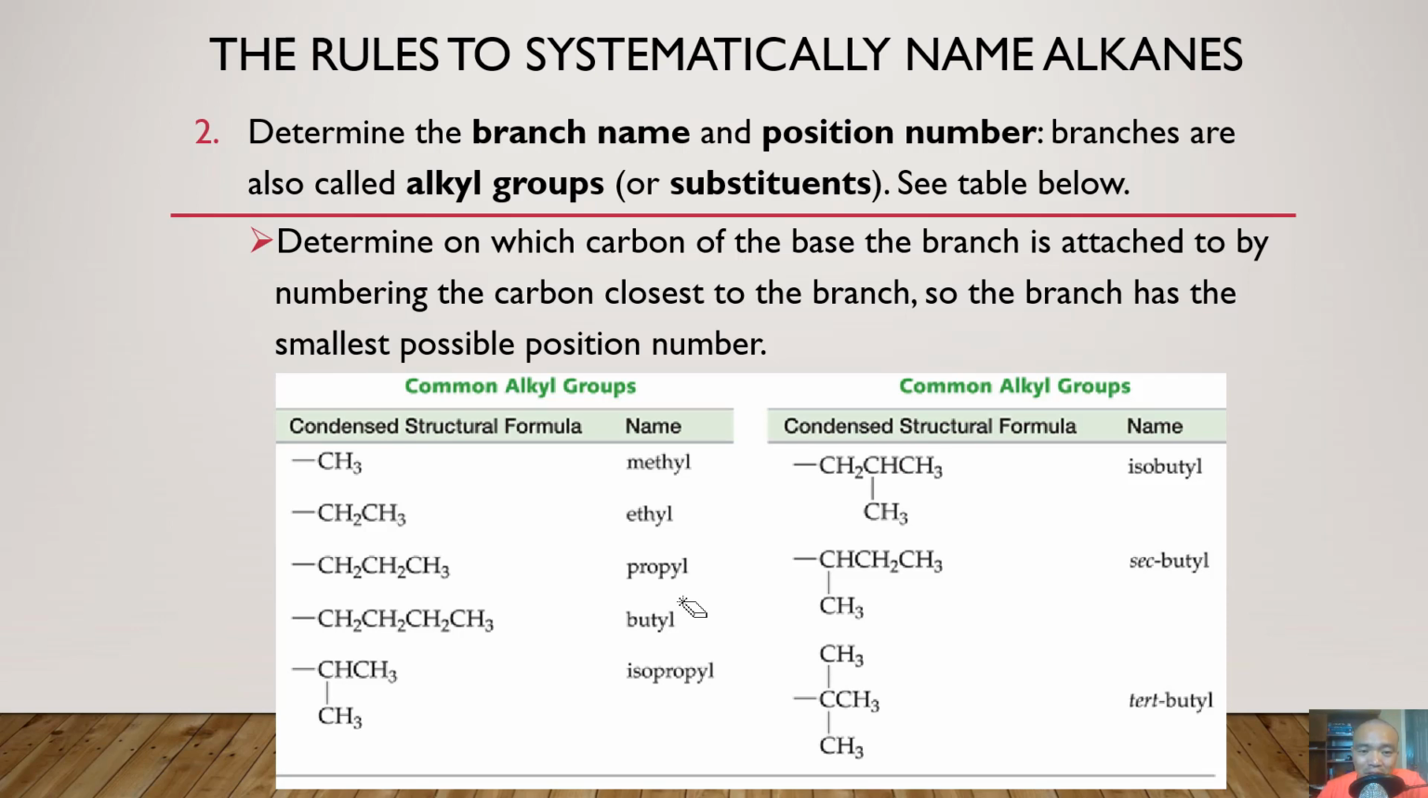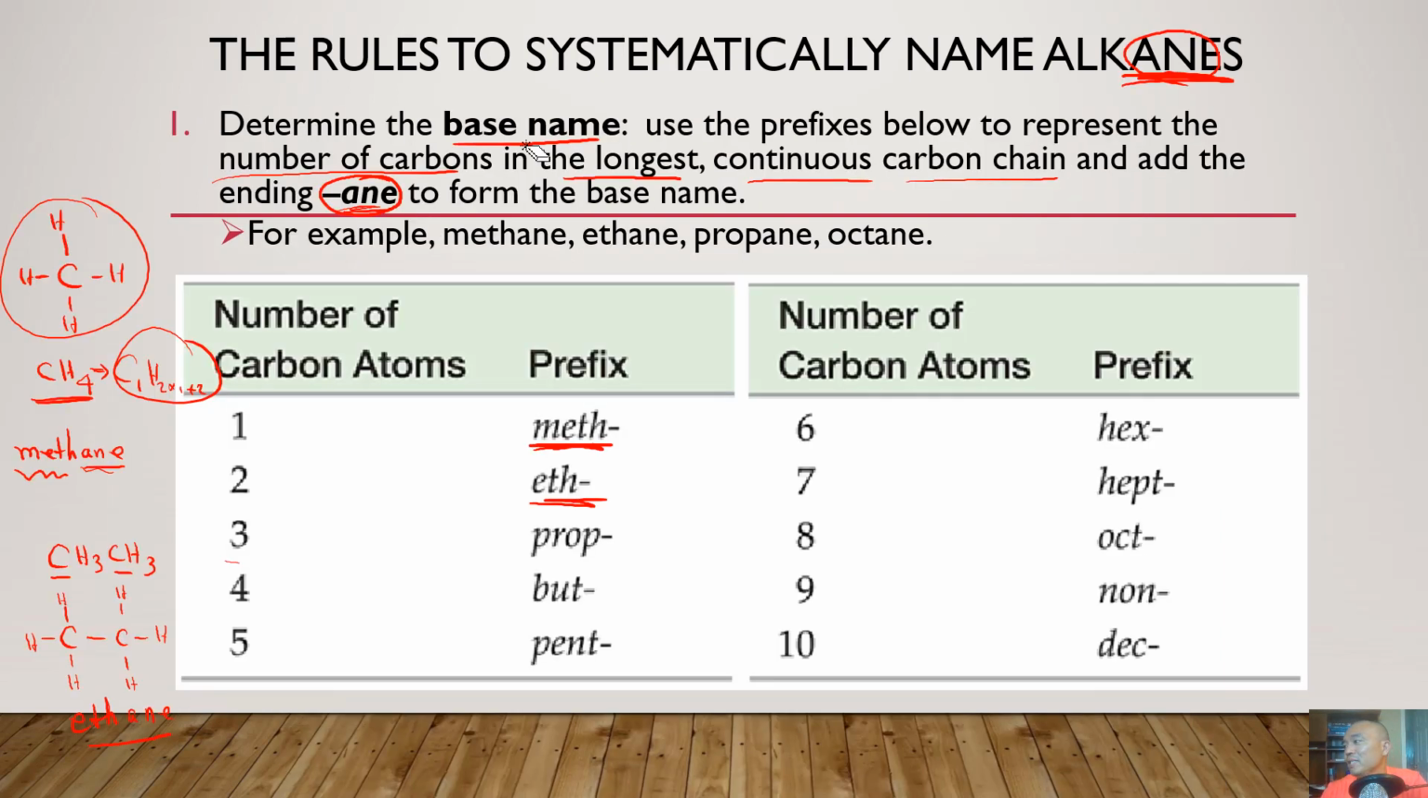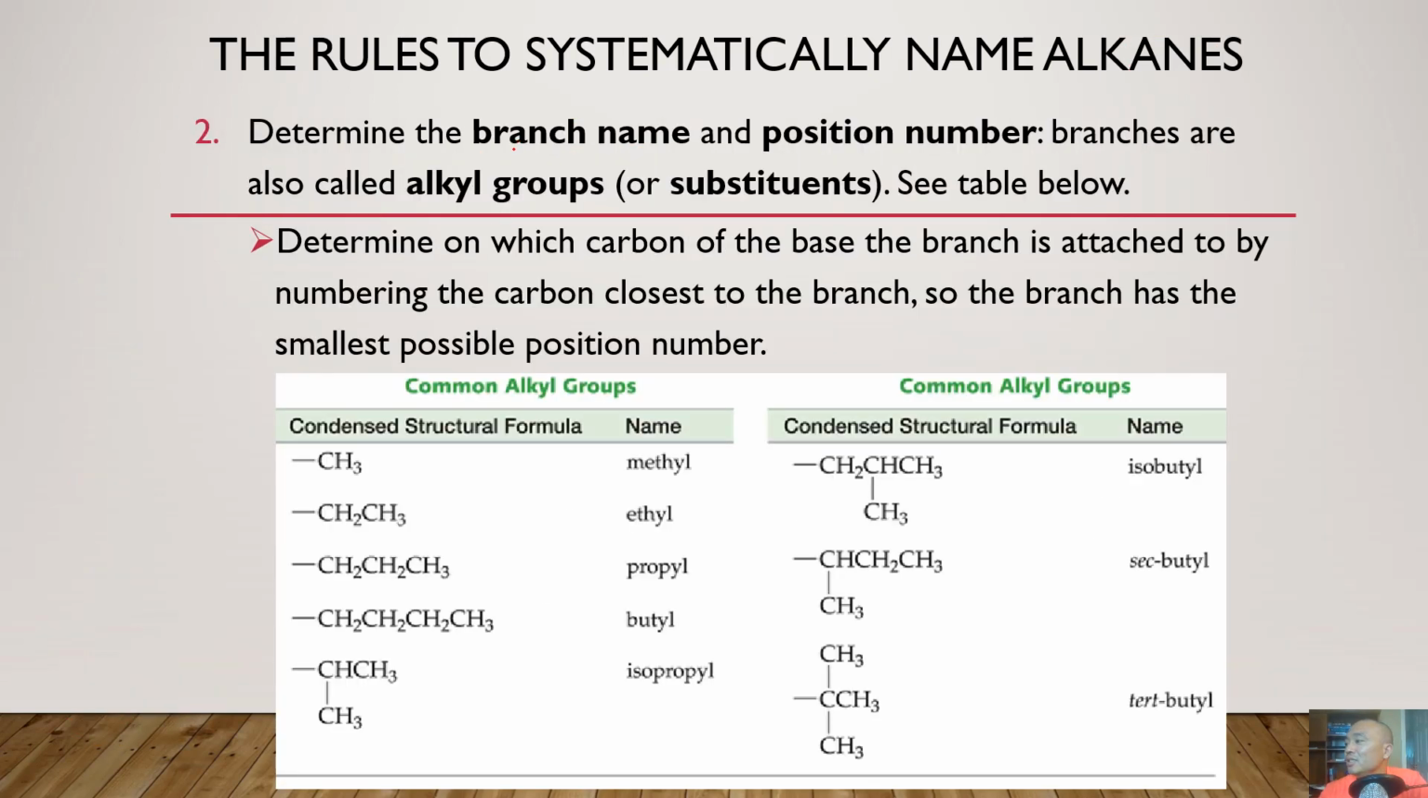Anything that is not part of the main chain, or not part of the base or the longest carbon chain, which is also called the main chain, will be the branch. So when you do the branch name, it's slightly different. Basically the branch will always have an YL ending. You see, the branch names always have YL ending. 1 carbon branch, you call that a methyl, because meth means it's 1 carbon. Ethyl means 2 carbon branch. Propyl means 3 carbon, 1, 2, 3, etc.